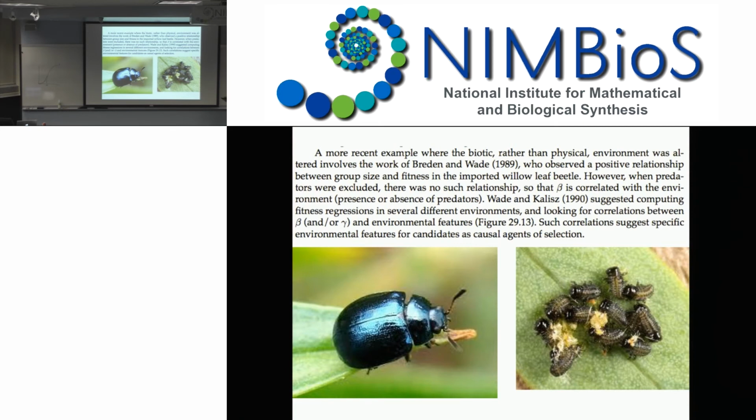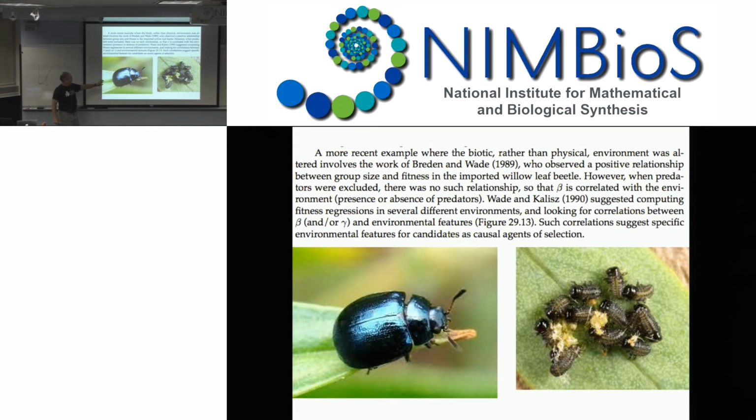So Mike Wade and Sue Kalisz looked at the imported willow leaf beetle, which is a gregarious species. And what they basically found is that there's a positive relationship between group size and fitness. So populations that have larger group sizes tended to also have larger fitness. However, when you removed predators, that relationship went away. So the environments are predators, no predators, and what you saw is the fitness relationship changed as you changed the environment.